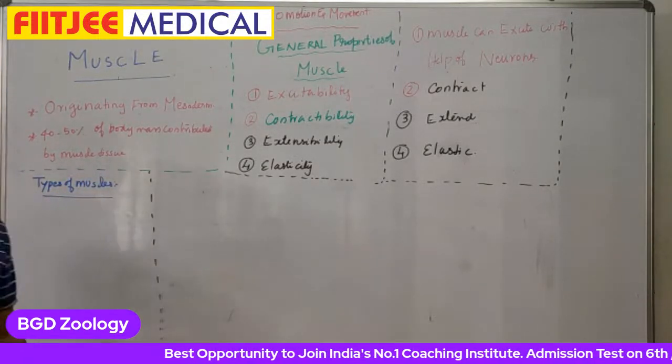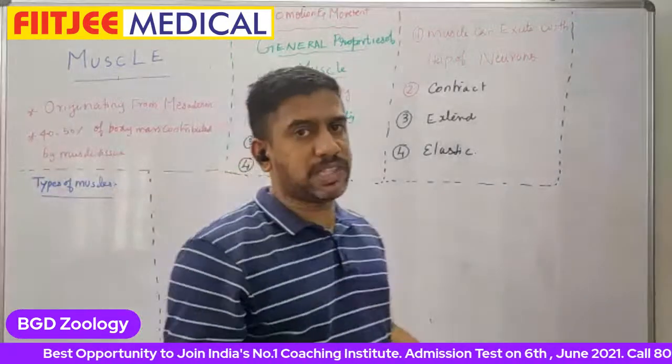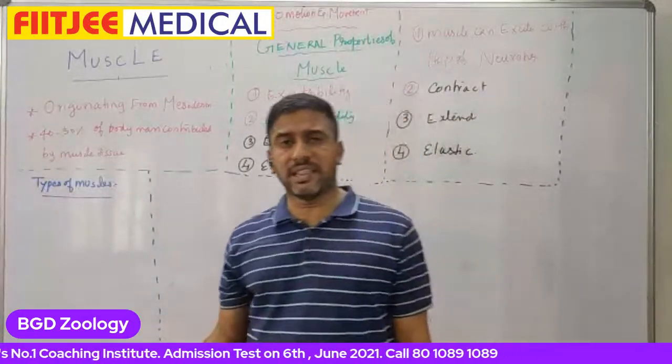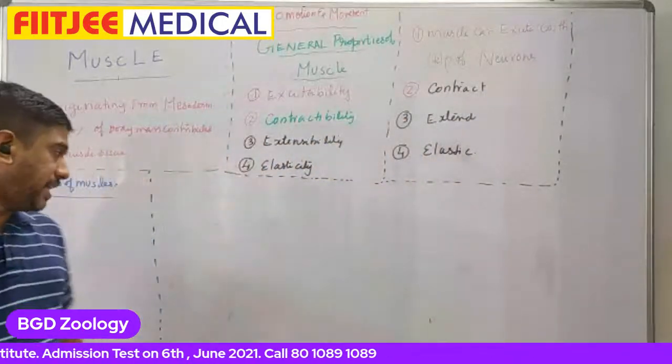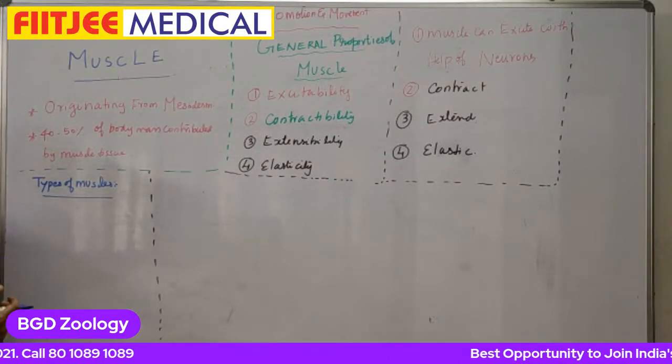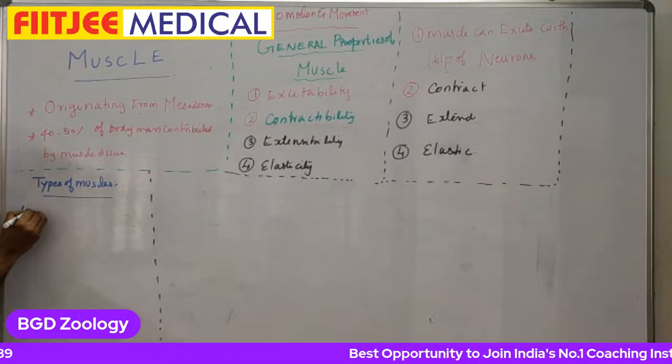So how can we classify the muscles? We will say that there are smooth muscles, the skeletal muscles, and the cardiac muscle. The basic classification we are doing is based on their location.